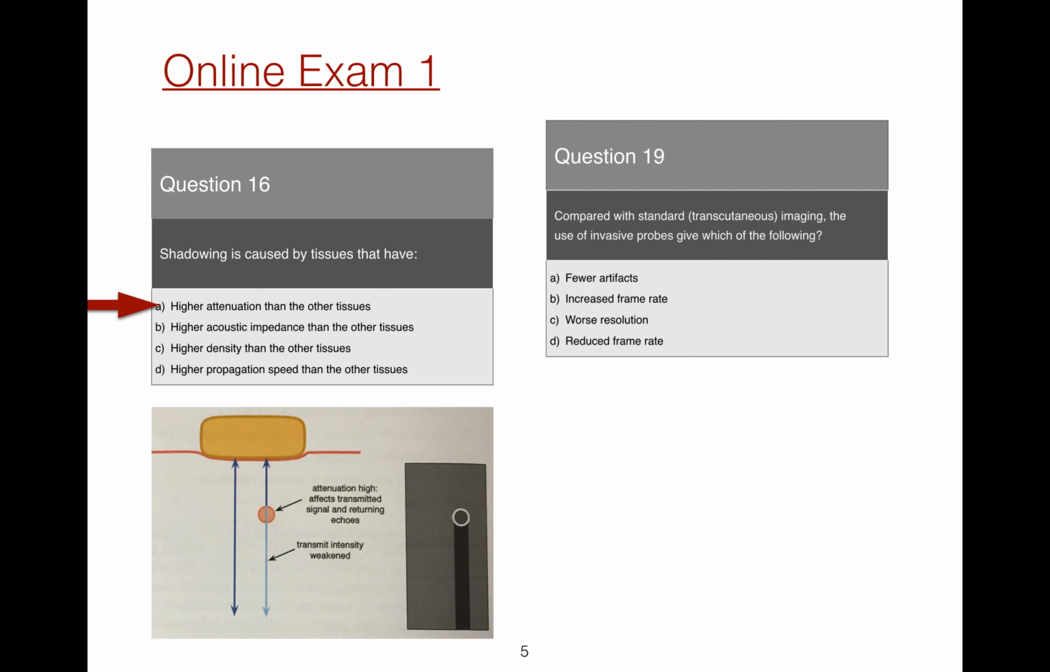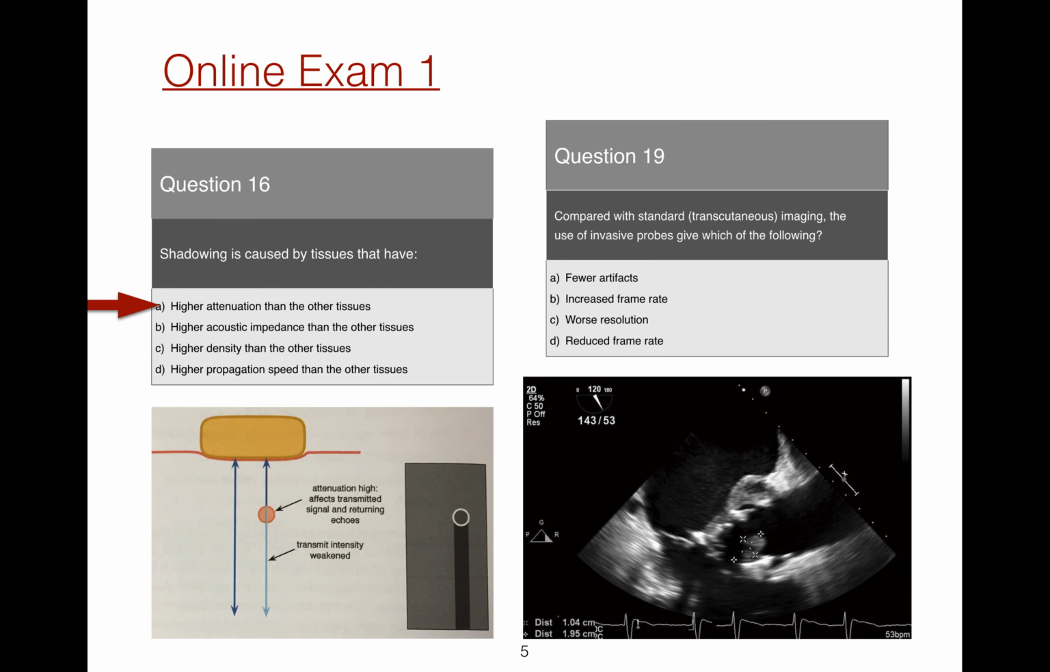Question 19. Compared with standard transcutaneous imaging, the use of invasive probes gives which of the following? In the majority of cases, invasive probes, such as transesophageal probes used to image the heart, give better resolution and allow images to be acquired at higher frame rates. The answer is B.